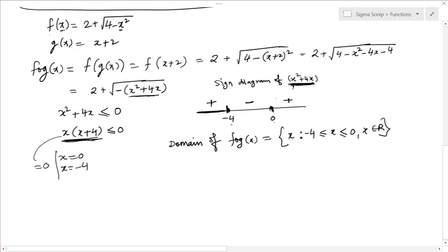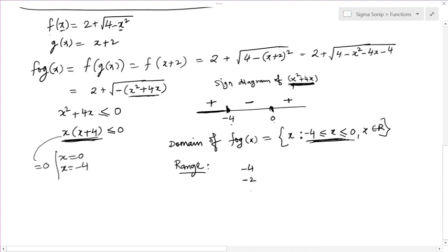Because when this is negative, the expression under the square root becomes positive, and we get some expression for our function. Now, to find the range, we need to see what values we can get for y when x is between -4 and 0. So what we'll do is substitute three values and see what values of y we get.